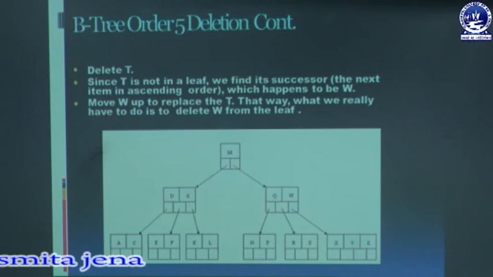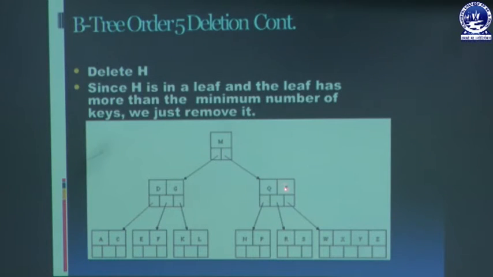Okay, that means as it is not a leaf node, we must find the successor node in ascending order. So this tree is formed in ascending order, and the next successor key in ascending order is W. So whenever we delete the T, then W will be moved to the location of T and T will be removed. And when we move this W to its corresponding parent, you can see the leaf node still satisfies its minimum requirement of keys, because the minimum requirement is 2 and it contains a total of 4 keys.